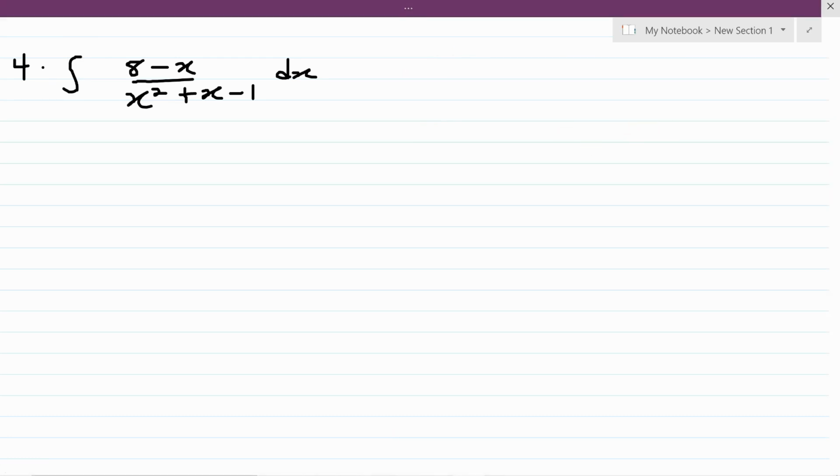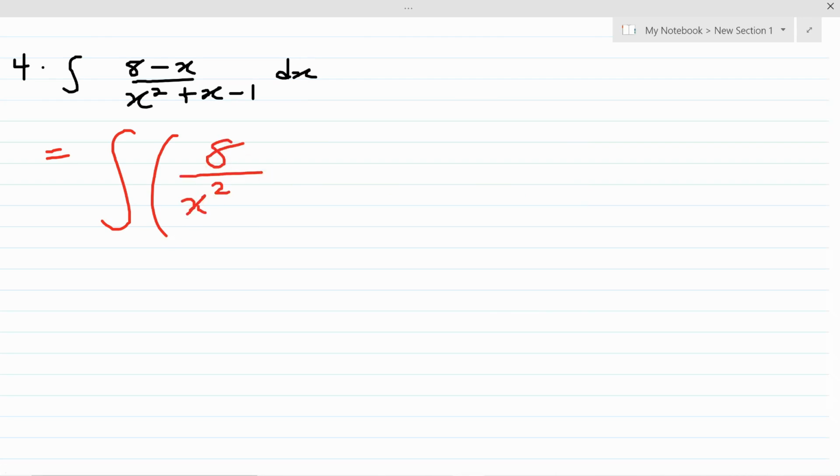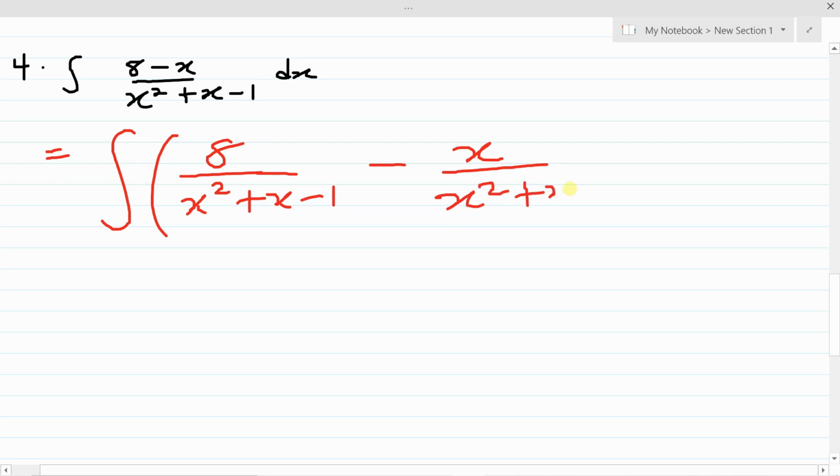Okay, so this integral is equal to the integral of (8 minus x) over x squared plus x minus 1, all of this dx. This is true because they have the same denominator. If I subtract them, I'll get back this.